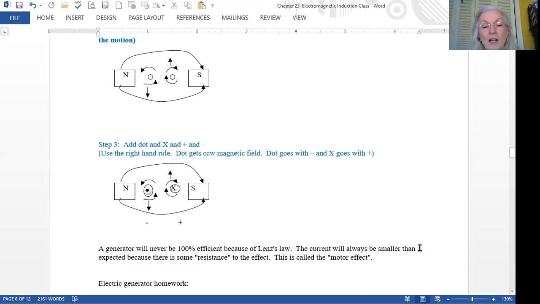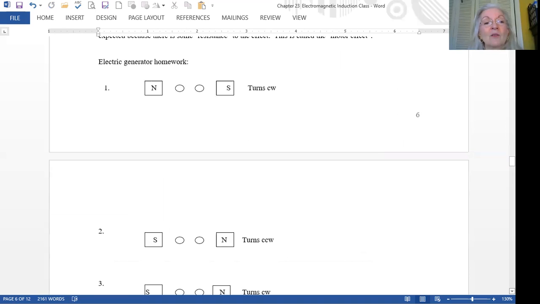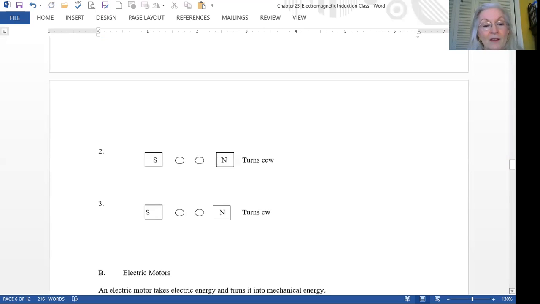Generators can never be 100% efficient because of Lenz's law. There's always going to be a reduction in the current because of this resistance to the effect. In fact, it's called the motor effect. So you can't ever make it win 100% of the time. So for practice with this, you've got north on the left, south on the right, turns clockwise; south on the left, north on the right, turns counterclockwise; south on the left, north on the right, turns clockwise. So we have 3 more things to practice with.